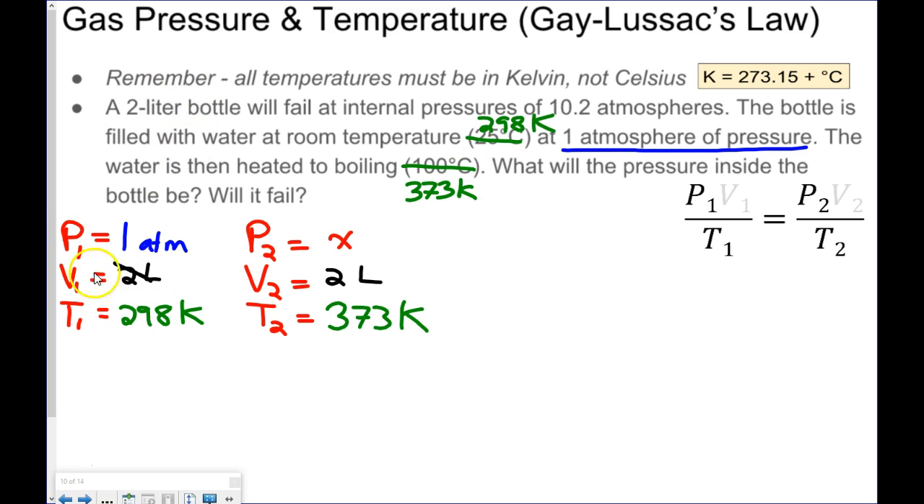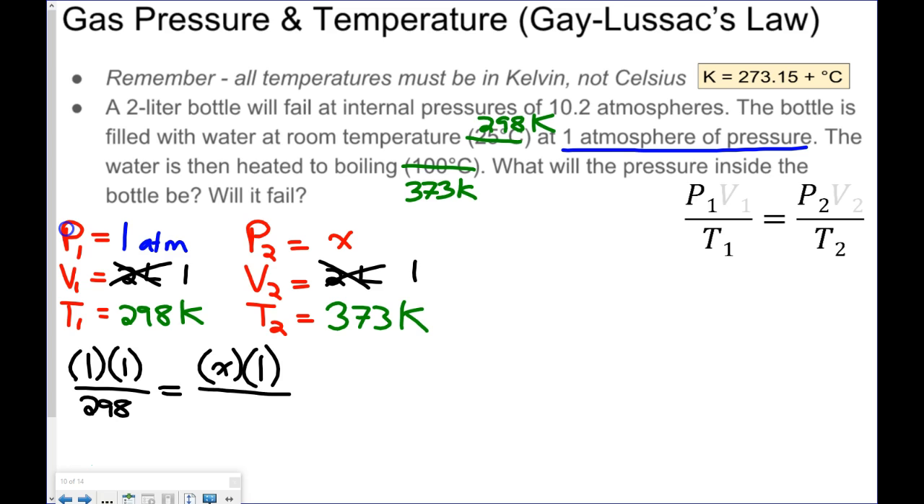Now, it says it's a 2-liter bottle, and you might be tempted to fill that in. However, I'm going to stay in that 2-liter bottle, so even though it's 2, I can cancel those out because they're going to be on either side the exact same. It's going to work out to be 1. It'll just simplify to do it this way. Fill in my data, cross multiply and divide.